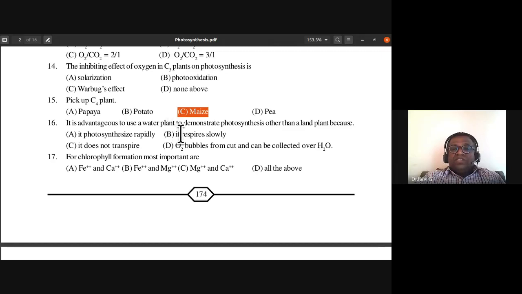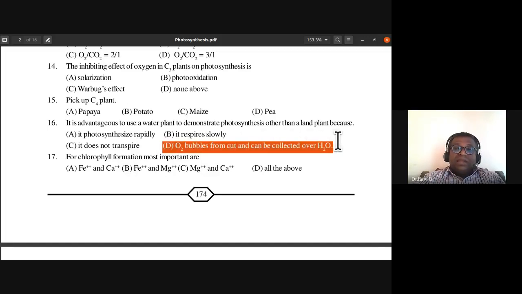It is advantageous to use a water plant to demonstrate photosynthesis rather than a land plant because it photosynthesizes rapidly, it respires slowly, and it does not transpire. Oxygen bubbles from the cut end can be collected over water. So you can notice that.